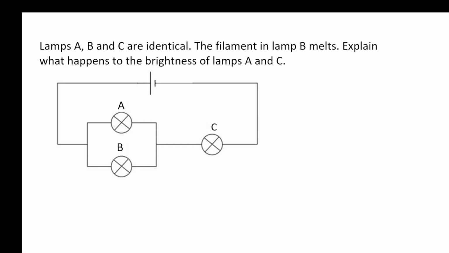Lamps A, B and C are identical, meaning they have the same resistance and everything. The filament in lamp B melts, so there's no more conduction through lamp B. Explain what happens to the brightness of lamps A and C.